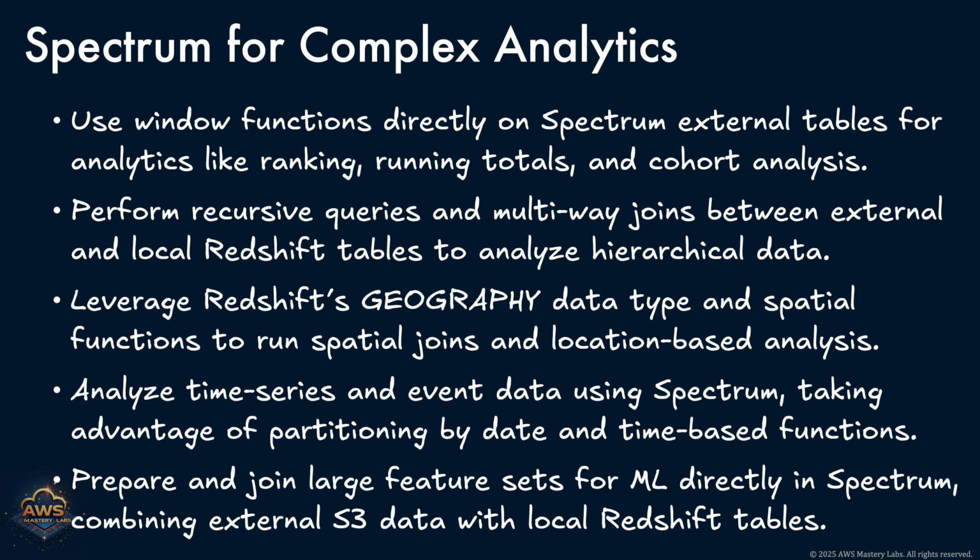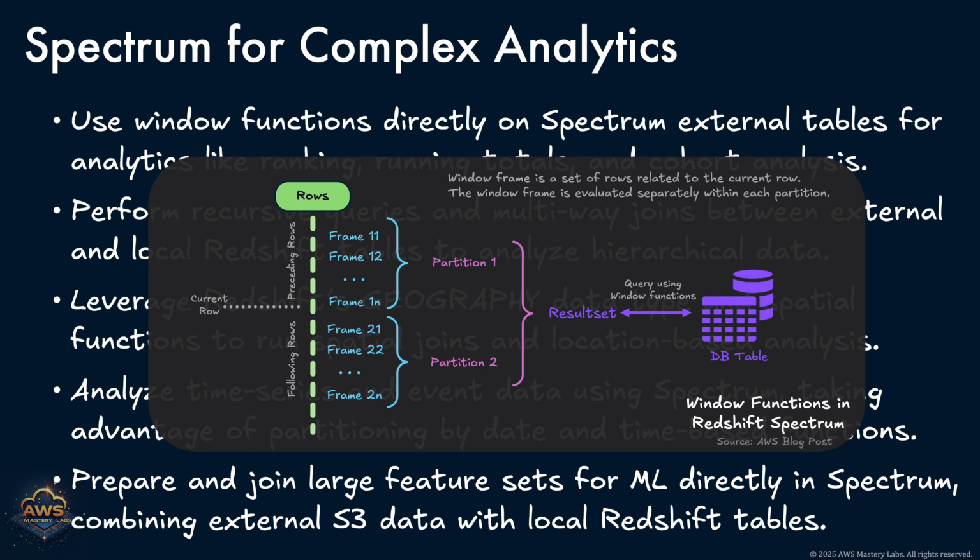By partitioning your S3 data by date and leveraging Redshift's time-based functions, you can analyze IoT sensor streams, financial transactions, or user behavior patterns with minimal overhead and maximum scalability. Finally, Spectrum is a powerful tool for machine learning feature preparation. You can join and transform large feature sets directly in S3, combining them with local Redshift tables as needed. This streamlines the process of feature engineering for machine learning workflows and integrates seamlessly with Redshift ML or SageMaker Feature Store for scalable model training.